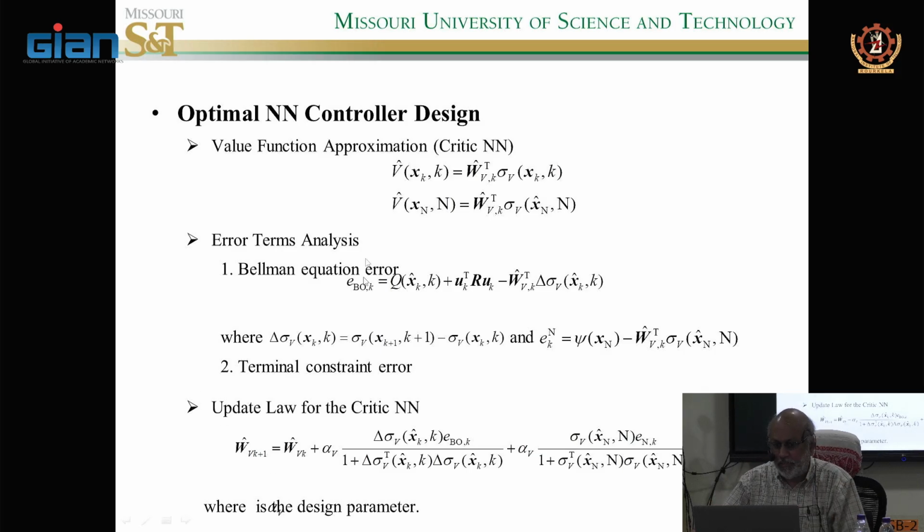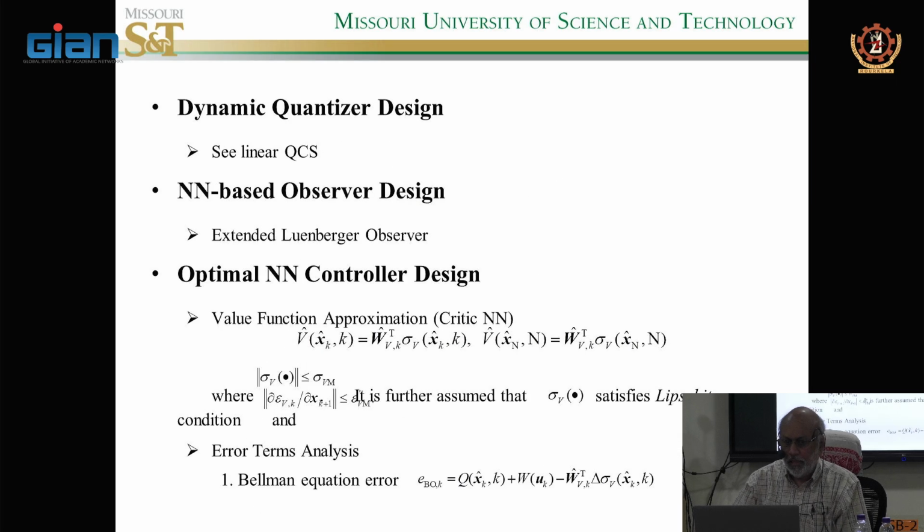So here you see that we have the V hat, which is basically the critique, and we have the Bellman error. You can see the Bellman error equation. You also have the terminal constraint equation, and you have the total error, En of k. Remember, the total error is the Bellman error plus the terminal constraint error. So we are using that to tune the weights of the critique network here. So this is the update law for the critique, which is given by equation 5. And this is the value function, right? And then here is the Bellman error.